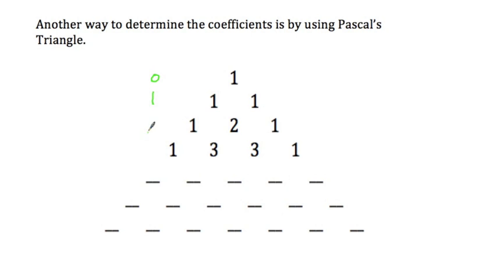This is called row 1. This is called row 2. This is called row 3, because whatever that second number is, that's what row it is. Okay? And that's going to match up with our exponents. This would match up with x plus y to the first, x plus y to the second power, cubed, and so on and so on.